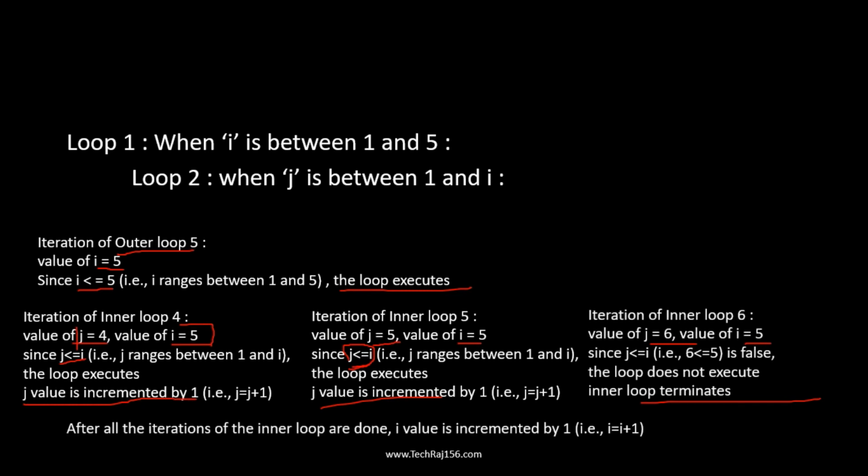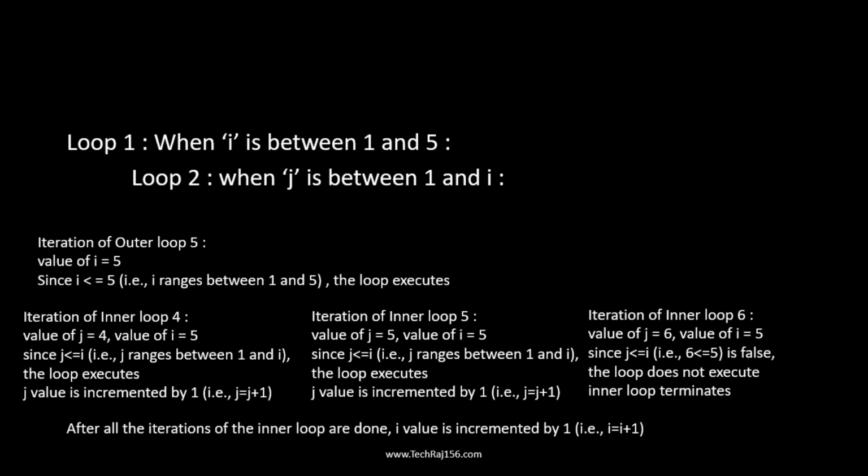And in iteration 6 of the inner loop, the j value this time is equal to 6, but the I value is just 5. It remains 5, and this condition is not true anymore. So the loop is not going to be executed, and the inner loop terminates. And after the inner loop terminates, as we know, the value of I is incremented by 1.